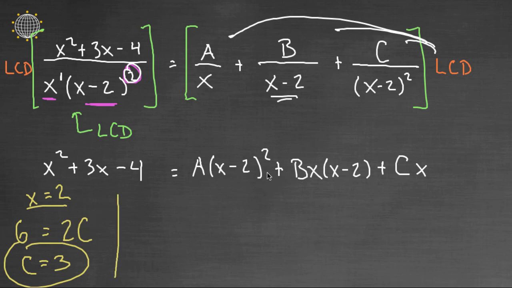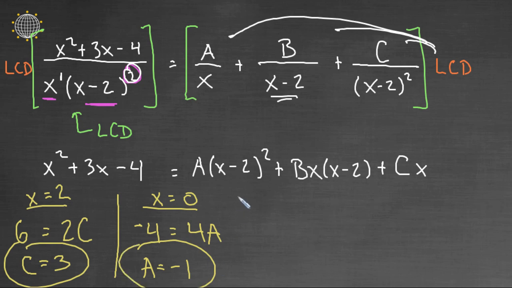All right, let's do the same thing. What would be another good x value? I'm thinking like 0, because 0 would make the c go away as well as the b. 0 plus 0 minus 4 is negative 4. 0 minus 2 is negative 2. Negative 2 squared is 4. So we have 4 times a. So a is negative 1. Right? That's pretty good.